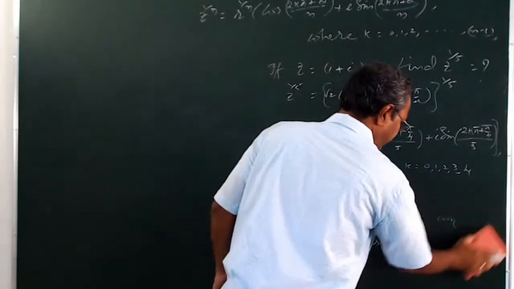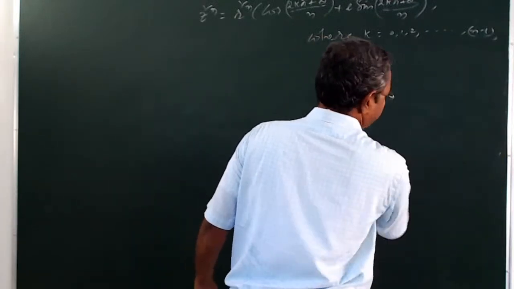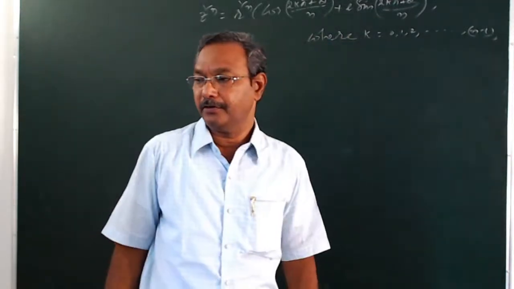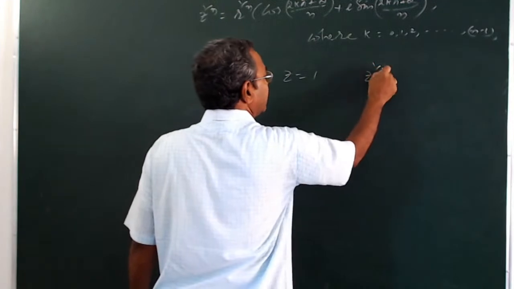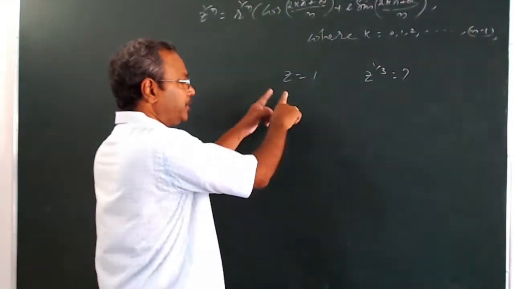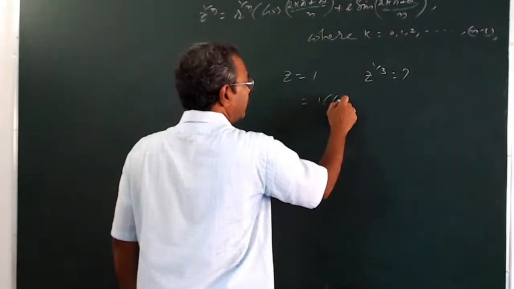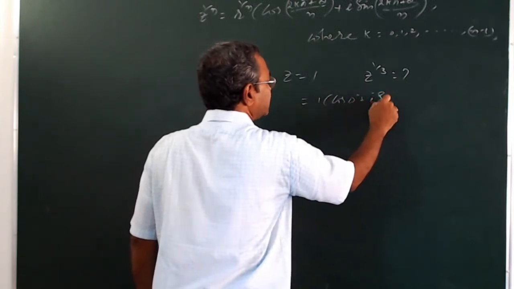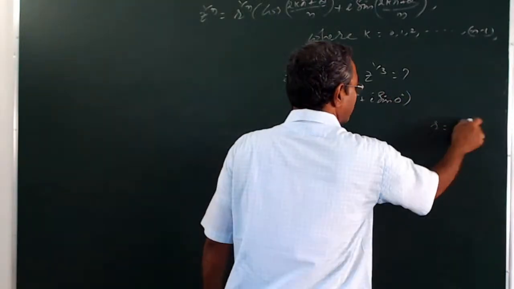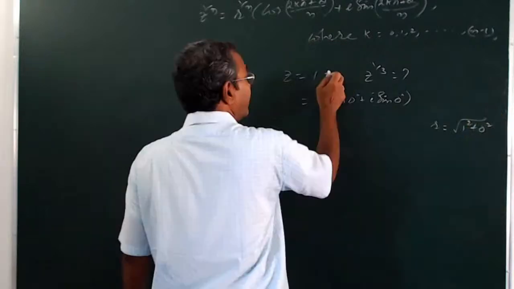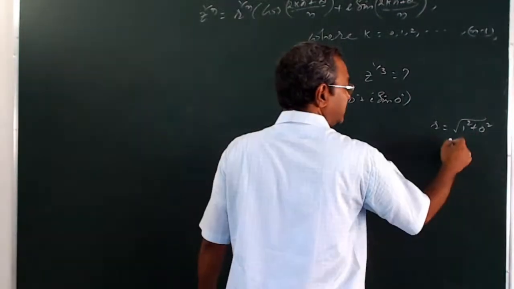Now, let's find the cube roots of 1. What are the cube roots of 1? They are also called cube roots of unity. So if z is 1, what are the values of z to the power of 1 by 3? Still you have to reduce the complex number z to the modulus amplitude form. So it is 1 into cos 0 plus i sine 0. Why? Because our r is square root of 1 square plus 0 square, because this 1 is 1 plus i into 0. So this is our 1.